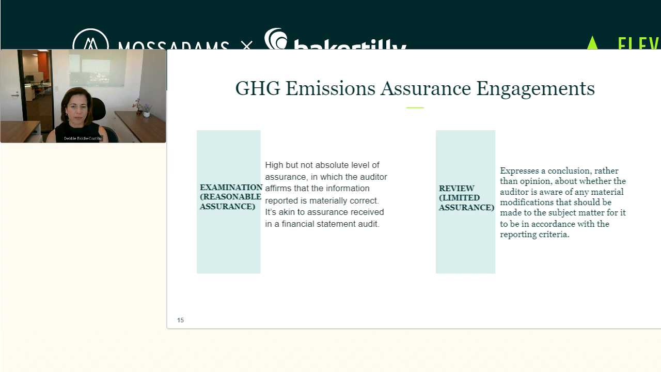Now, when you go through limited assurance, what that is going to feel like for you is your assurance provider is going to want to understand from you the process that you've gone through to identify your greenhouse gas inventory.